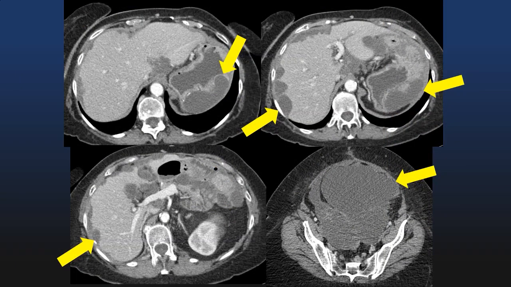Here's a person with multiple collections of fluid throughout the abdomen and pelvis. Notice that these collections of fluid are scalloping the surface of the liver, they're indenting upon the surface of the stomach, and there are loculated collections within the pelvis. This is a fairly classic appearance of pseudomyxoma peritonei.